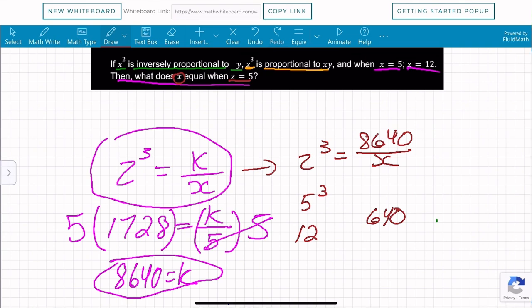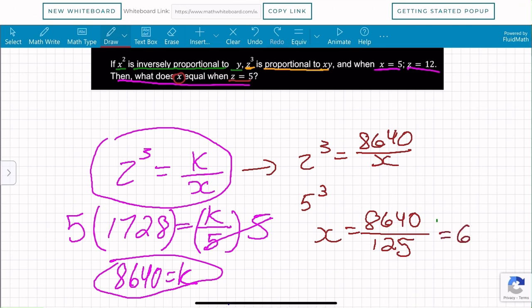Now, like I said, we can just swap those places because one is in the denominator and the other is in the numerator on this side of the equation. So x is going to equal 8,640 over 125, which simplifies to 1,728 over 25, which is actually equal to 69.12. So there you have it. We've solved this super easy proportionality question.